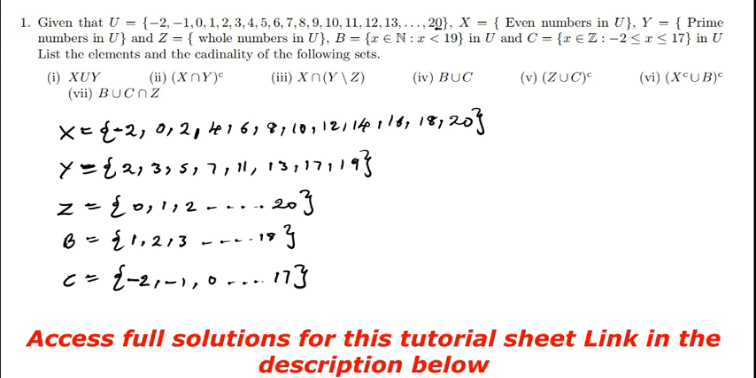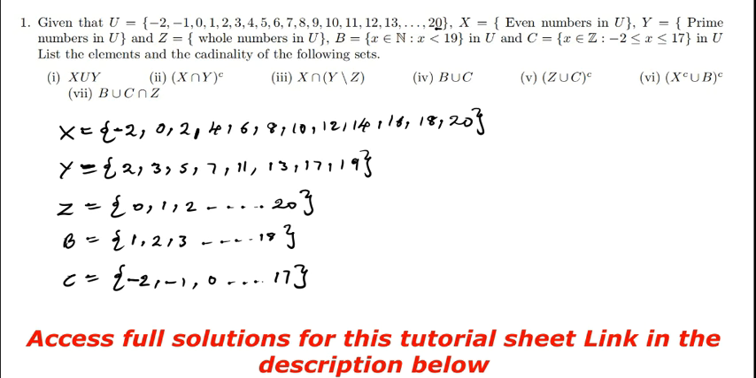Remember that the question is to list the elements and give the cardinality of the set. Cardinality simply means the number of elements in that set, the total number of elements. It is given by the formula modulus of A equals n, where n is the total number of elements in that particular set. This only applies if the set is finite, that is, the set is ending. It does not apply to infinite sets, where you apply a different formula.